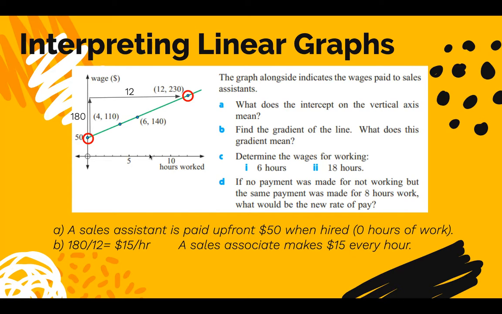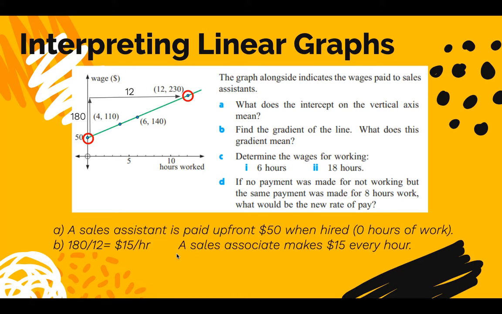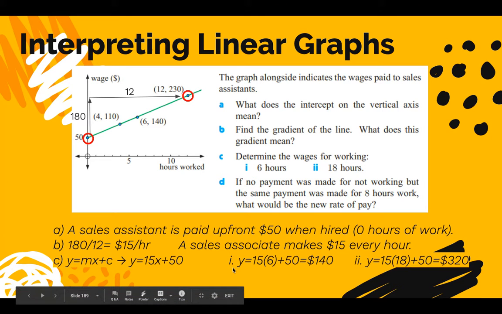To write an equation in slope-intercept form, you need the y-intercept and the slope. We know the y-intercept, that is 50. That's where it crosses the y-axis. We know the slope. We found that in part B, the slope was 15. So the equation is y equals mx plus c. In place of m is the slope. In place of c is the y-intercept. So we have 15x plus 50 equals y.